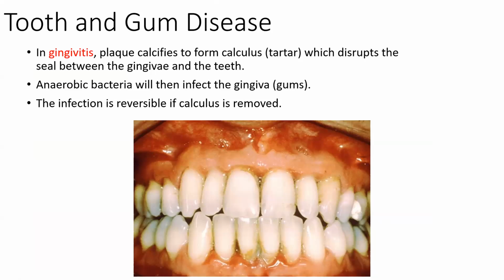It's an anaerobic bacteria, meaning it doesn't require oxygen. It grows in an oxygen poor environment. And so the gums are attacked, and you can see, you know, they're inflamed, they're bloody. When a person brushes their teeth and they have a lot of blood coming out when they're brushing their teeth, that's an indication of gingivitis.